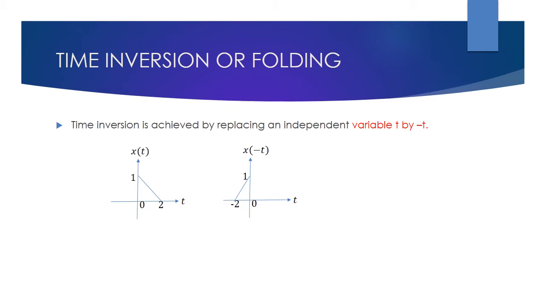Next one is time inversion or folding. So time inversion means just replace t by minus t. So you will be getting the mirror image of your original signal. So this is x of t, and this is your x of minus t, just the mirror image of x of t. This is called as time inversion or folding.